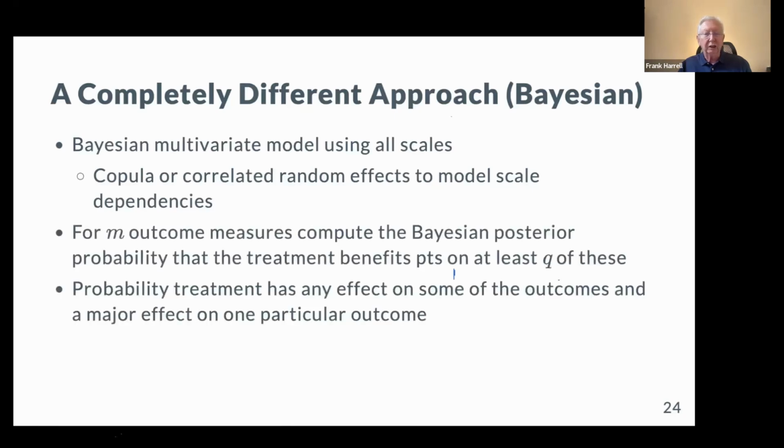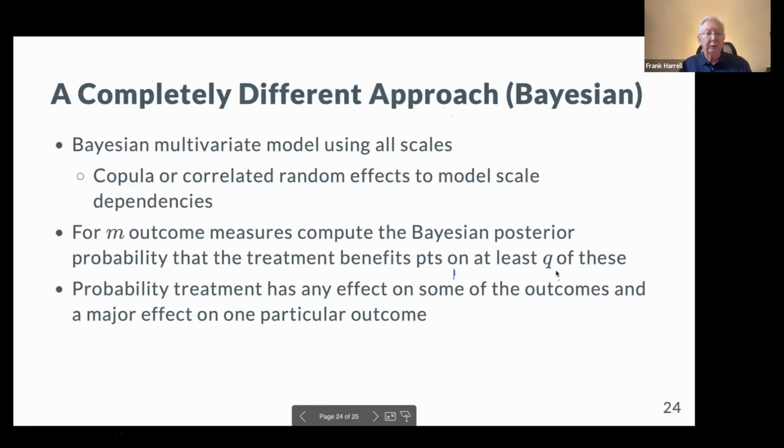This is where you just analyze multiple outcomes as a multivariate problem, and you allow these outcomes to be correlated using random effects that link the different outcome models together, or you use a copula, which is a very nice way to model dependence within a patient on multiple scales. And how you might actually use that is to say, we've got M different outcome measures, and we want to calculate the Bayesian posterior probability that the treatment benefits at least Q of these.